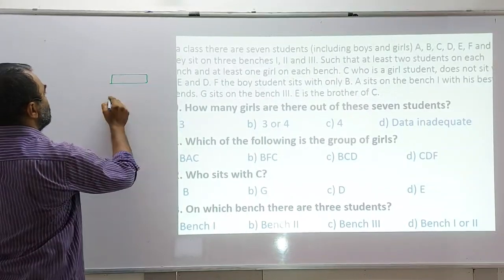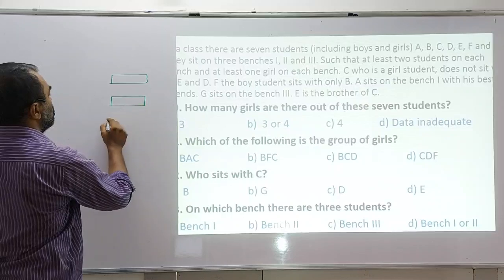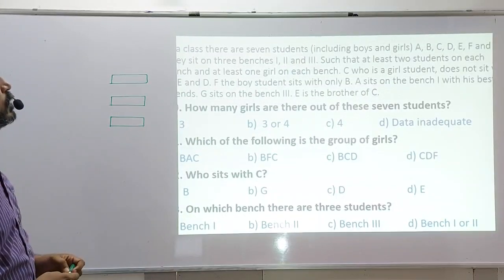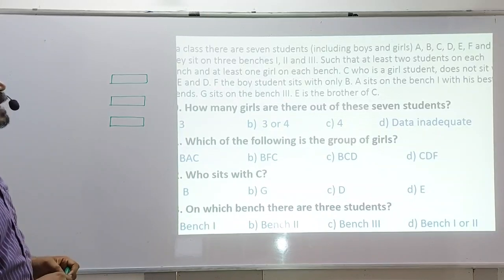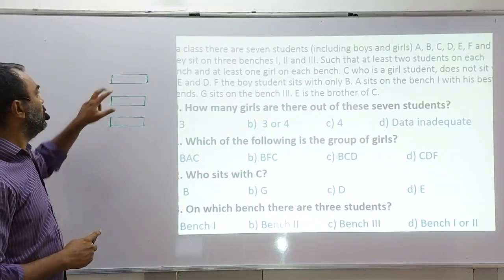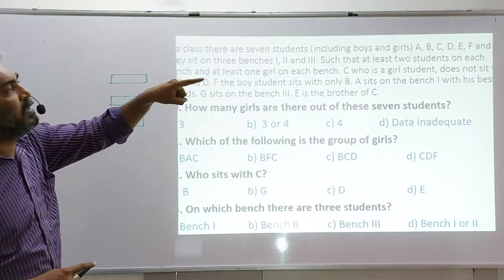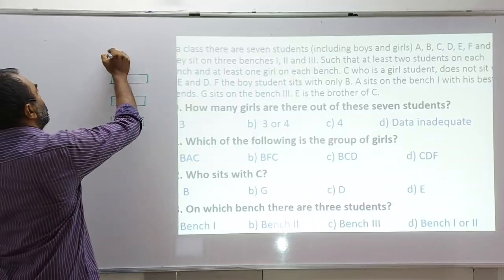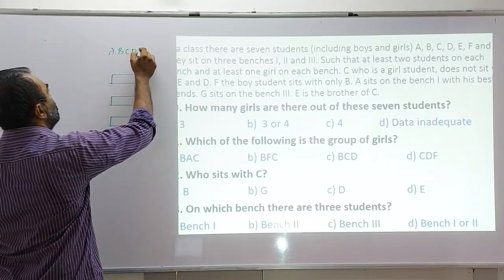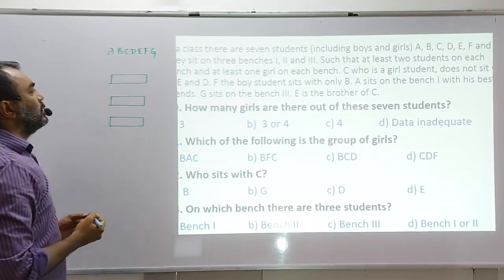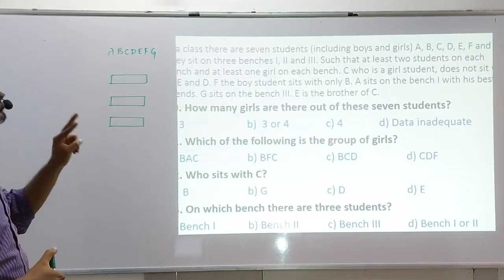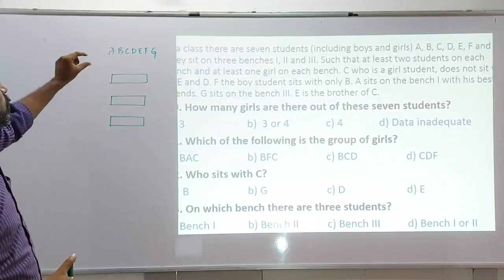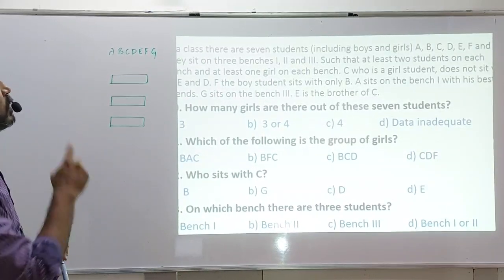There are 7 students sitting on 3 benches. There are at least 2 students on each bench. You can see A, B, C, D, E, F, and G. The G is missing right here. There are 7 students, at least 2 on each bench, which means one bench will have 3 students. That we know because at least 2 on each bench, but one bench will have 3 students.